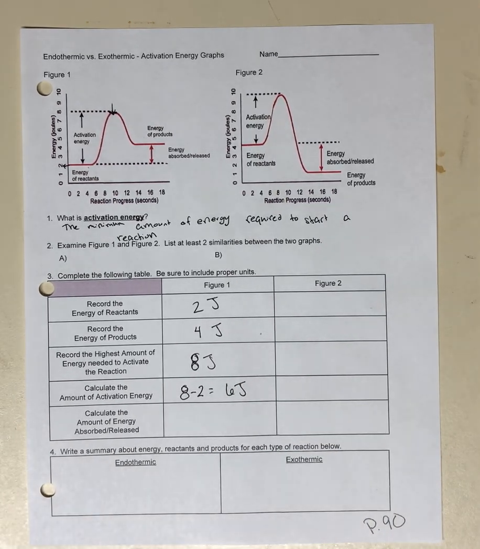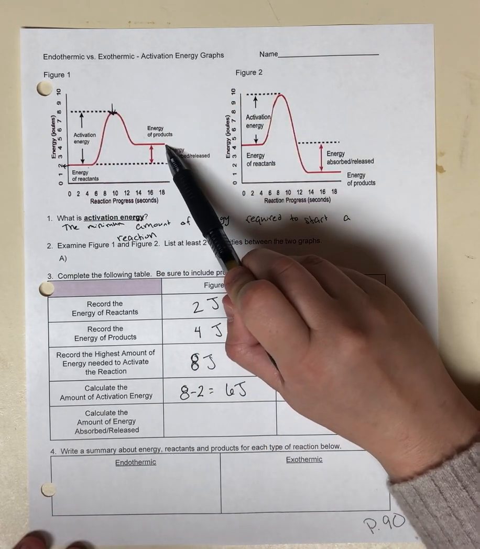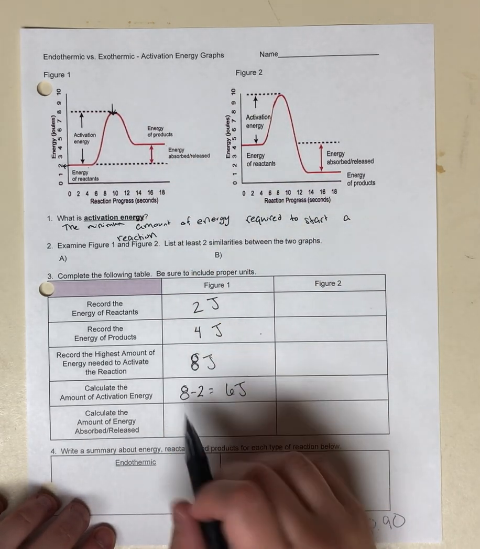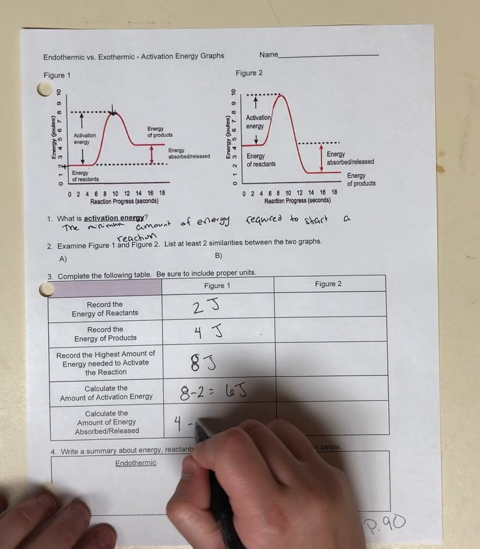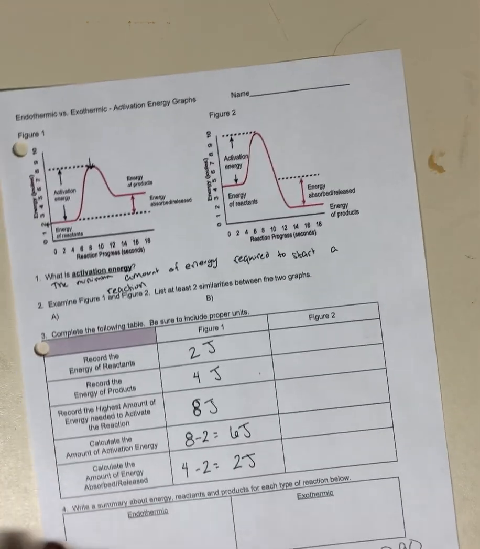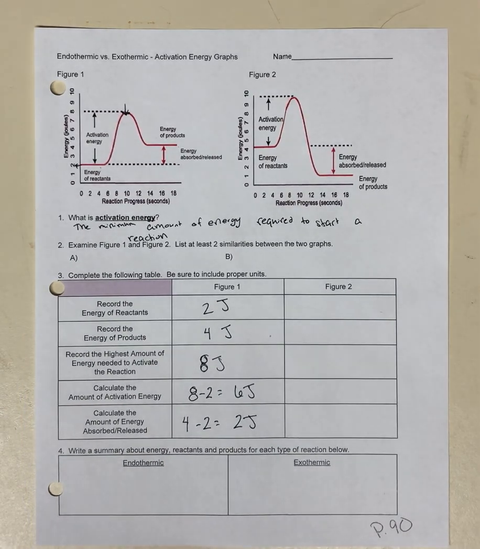So now we're going to calculate the amount of energy that is overall being absorbed. That is only products minus reactants. We don't care how high it went in this case. We only care about the end product minus the beginning. So at the end we have 4 joules. At the beginning we had 2. So our overall difference is going to be 2 joules.